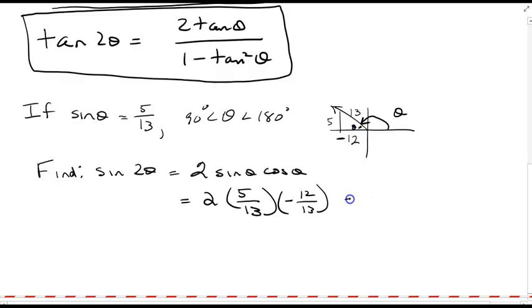And then the answer is going to be, 13 times 13 is 169, so it looks like 120, right? 2 times 5 is 10, 10 times 12 is 120. Negative 120 over 169. Okay, you can get the sine, you can get any double angle that way.